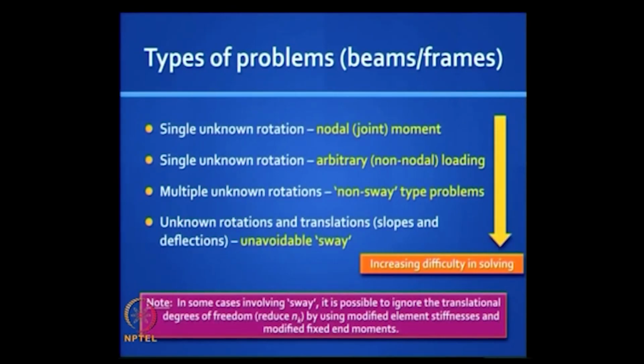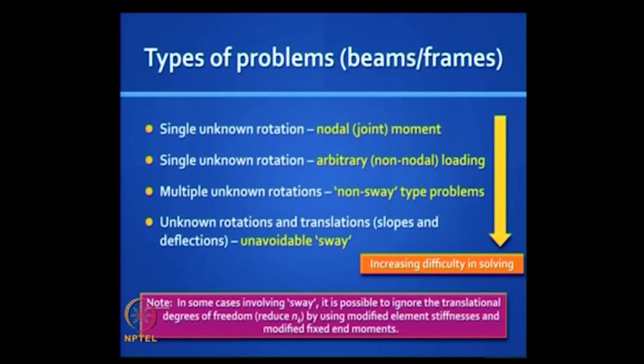So if you look carefully, if you got the first type of problem, single unknown with a single joint moment, you are very lucky. It is very easy to do. If you have intermediate loads but still single unknown rotation, it is not too bad, it is just one cycle distribution. If you have multiple unknown rotations, you have to do simultaneous distribution at many joints, it is a little tricky, we will look at that shortly.